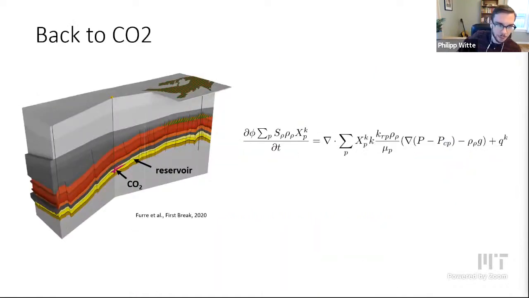Okay, so back to CO2 now. So CO2, last example, we solved the Helmholtz equation. In CO2 flow, we're solving multi-phase flow equations. So this would be kind of the equation on the right.